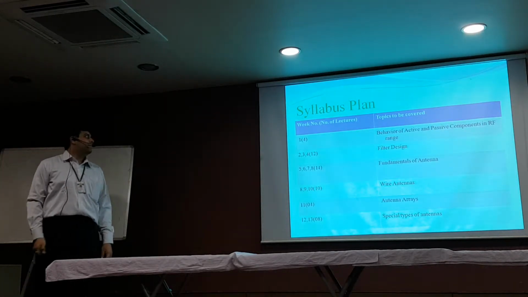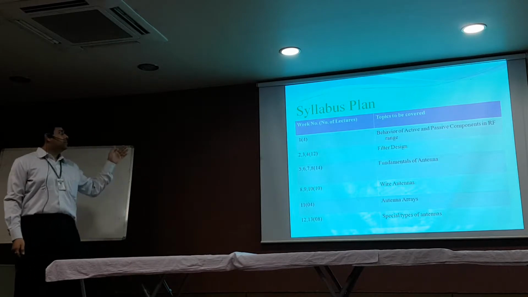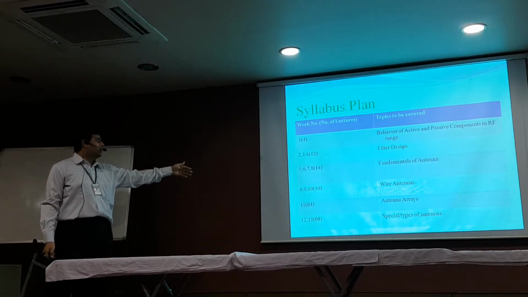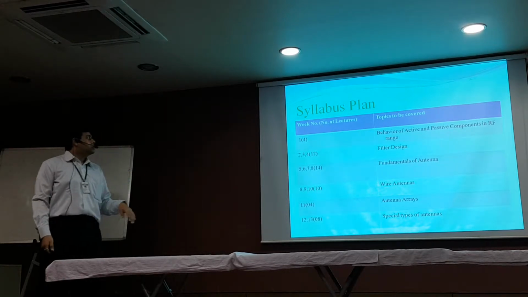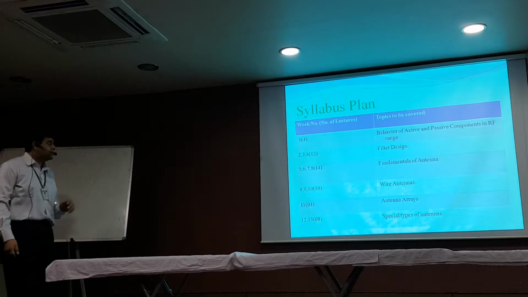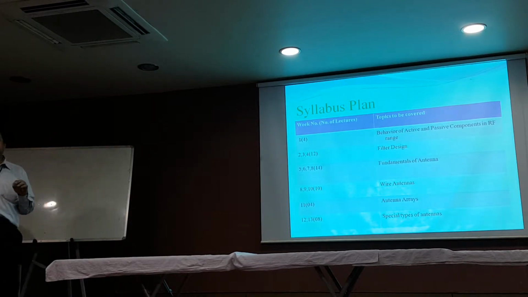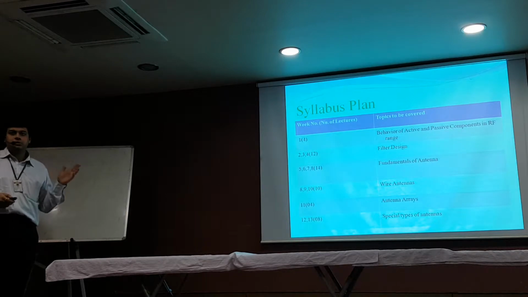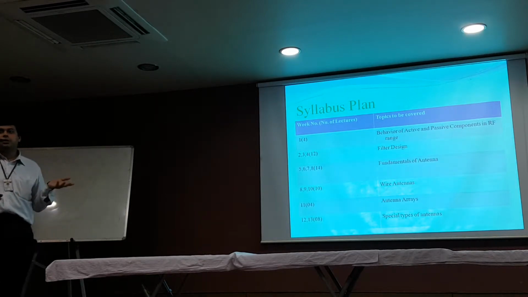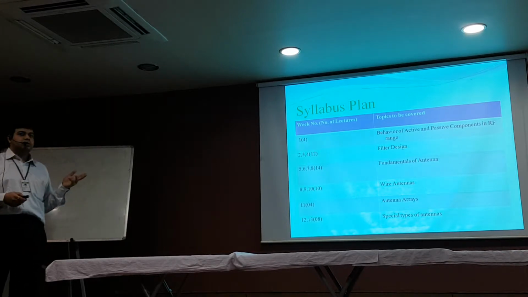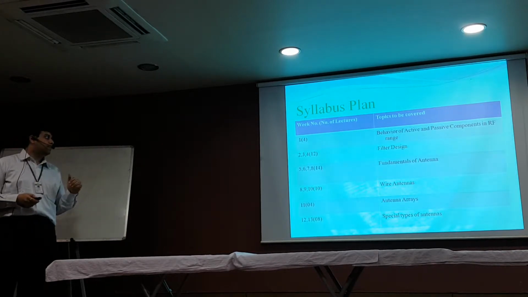The syllabus plan. This is the week number 1, 2, 3, 4, then 5, 6, 7, 8, 9, 10, 11, 12 and 13. So the first module, behavior of active and passive components in RF range, consists of 4 lectures. That means the first week is assigned to it. However, the module is too large, so more than 4 lectures would be required because the concepts of AWG and several other things are to be considered over there.